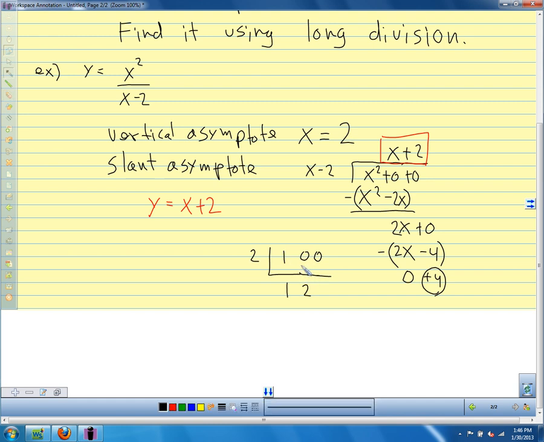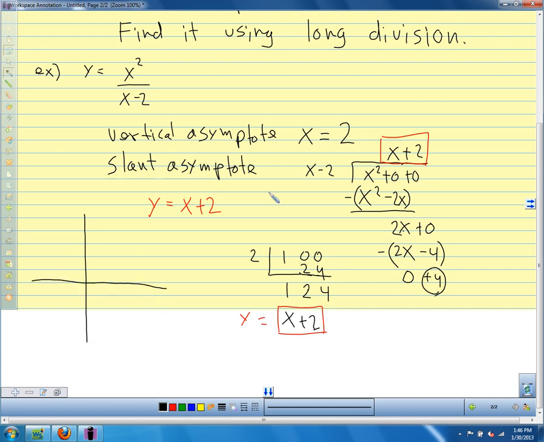Bring that down, that's a 2. 0 plus 2 is 2, and that's a 4. So my remainder is 4, and I get x plus 2 here as well. So that's my slant asymptote. And if we were to sketch a graph of this, I'm not going to go through finding all the points, but what a graph of a rational function with a slant asymptote looks like.